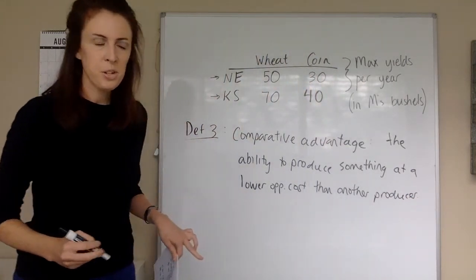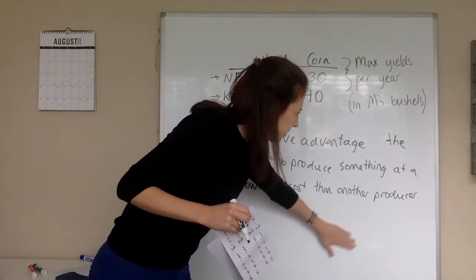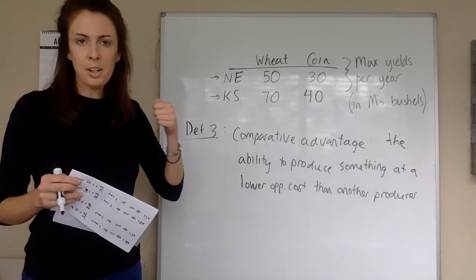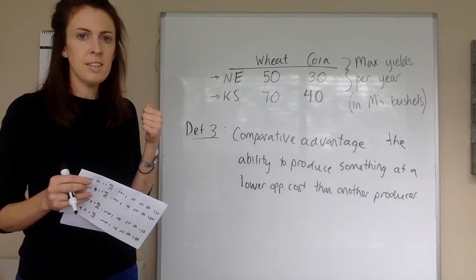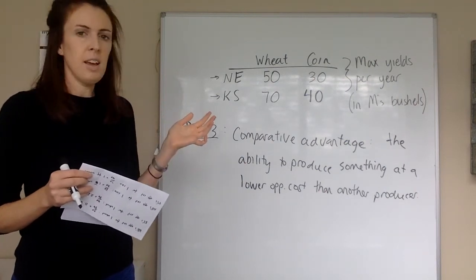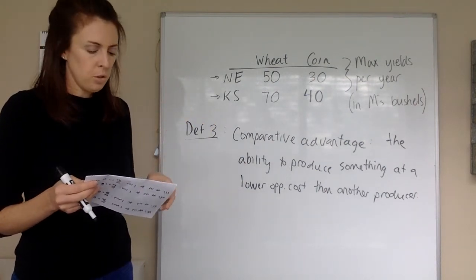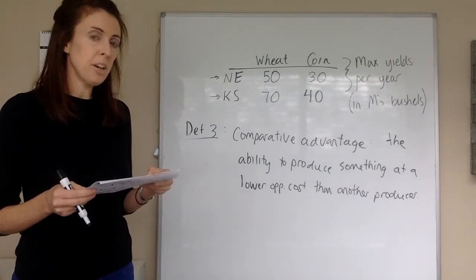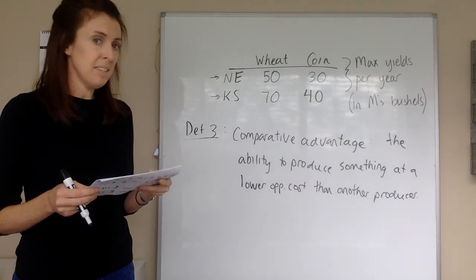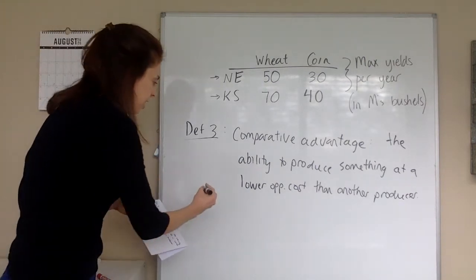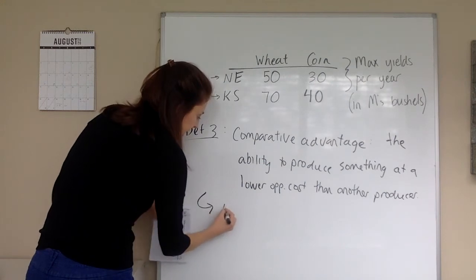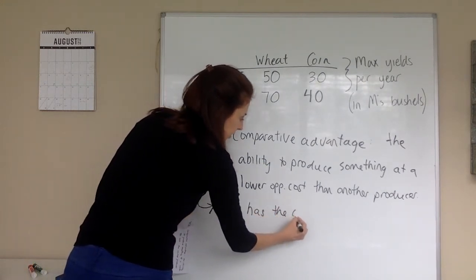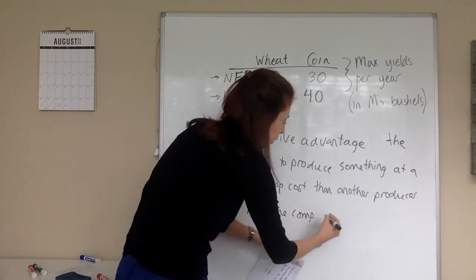Okay, I erased the opportunity costs from the board because my work setup isn't very good, but you should still have it on your paper. So look up on your notes and look at the opportunity costs for, let's say, wheat production. So in the wheat market, which state had the lower opportunity cost? It was Kansas. And so that's going to tell us that Kansas has the comparative advantage in wheat production.